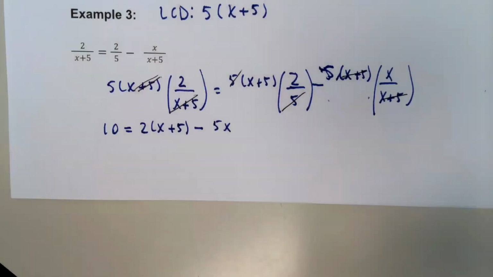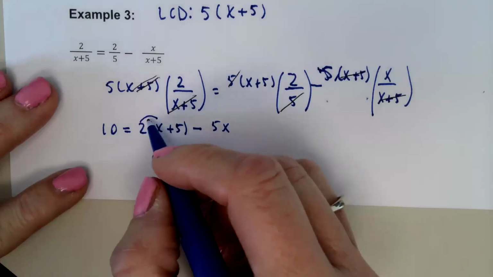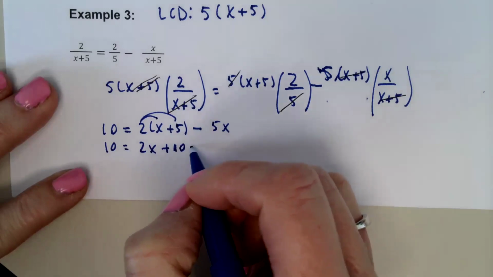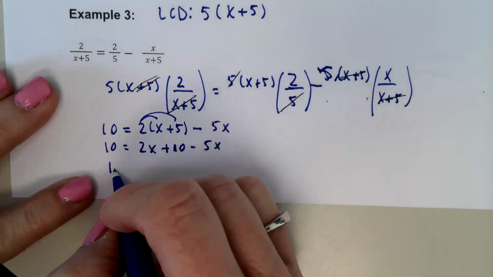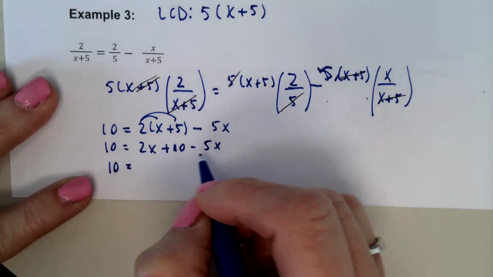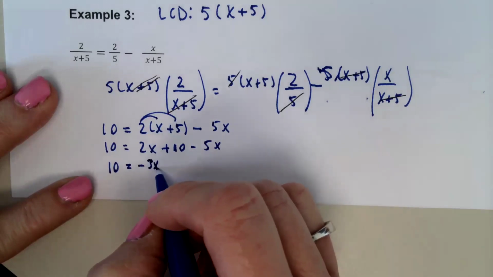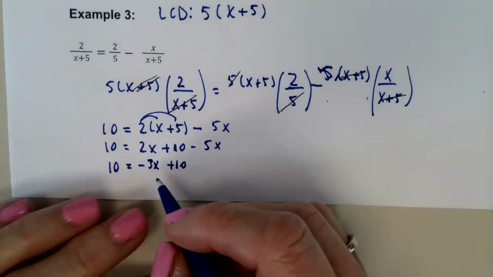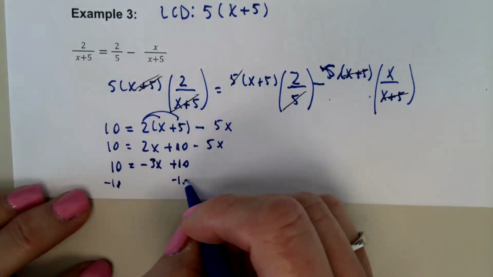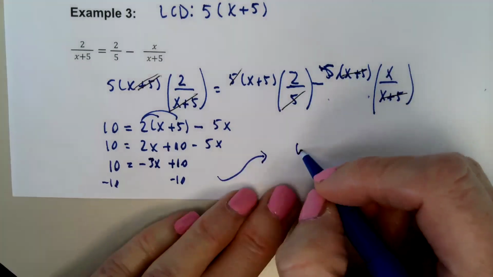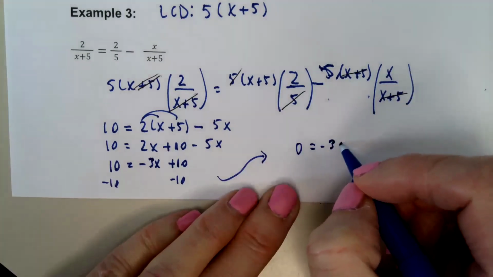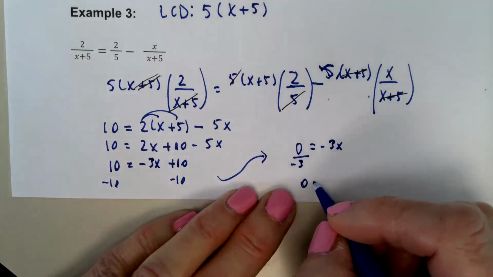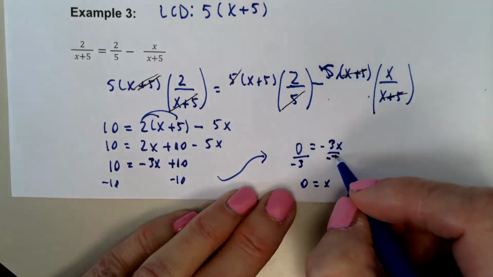And now we can solve for x. So I have to distribute. So we'll have 10 equals 2x plus 10 minus 5x. So 10 equals 2x minus 5x is a negative 3x plus 10. And I'm going to subtract 10 from both sides. And then we end up with 0 equals a negative 3x. And when we divide by a negative 3, x equals 0.